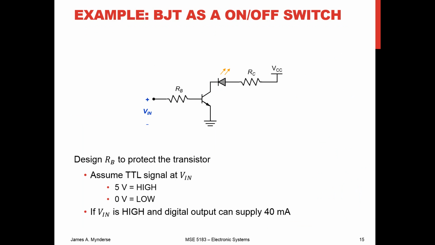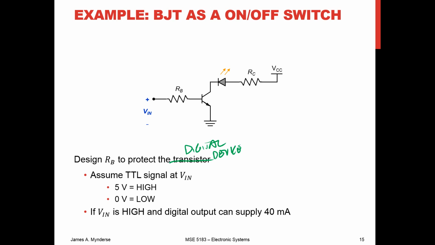So let's look at an example. Let's look specifically at a BJT as an on-off switch for an LED. And we want to design some resistors. So let's design a resistor RB to protect, it's actually not going to be the transistor. Let's design RB to protect the digital device. Because something is creating Vin. It might be your Arduino, it might be something else, but something's creating Vin.